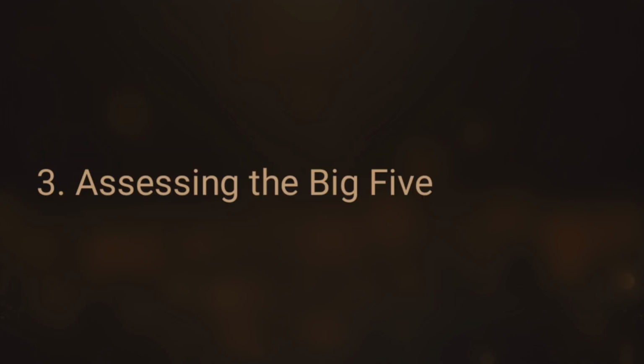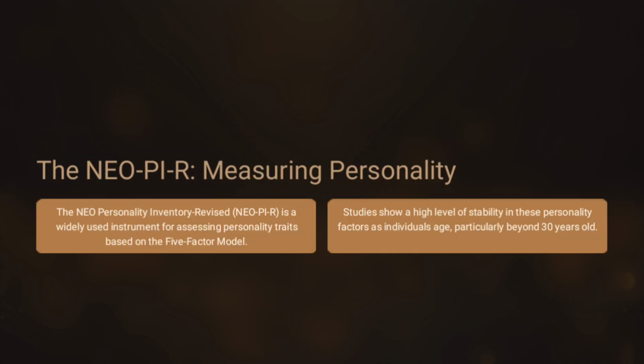So now we are assessing the Big Five: the NEO-PI-R, measuring personality. The NEO Personality Inventory Revised, or the NEO-PI-R, is a widely used instrument for assessing personality traits based on the five-factor model. Studies show a high level of stability in these personality factors as individuals age, particularly beyond 30 years old.